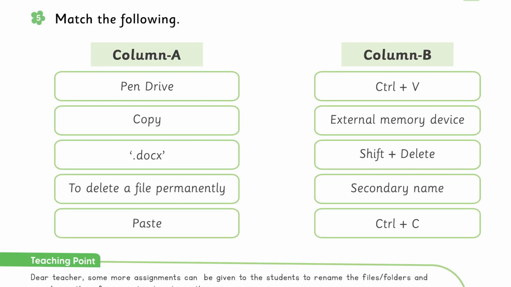In our next question, we have to match the column A with the column B. Pen drive. A pen drive is external memory device. Copy. For copy, the shortcut key is control plus C. .docx. It is a secondary name. To delete a file permanently, we use shift plus delete key. Paste. To paste, we use shortcut key control plus V.